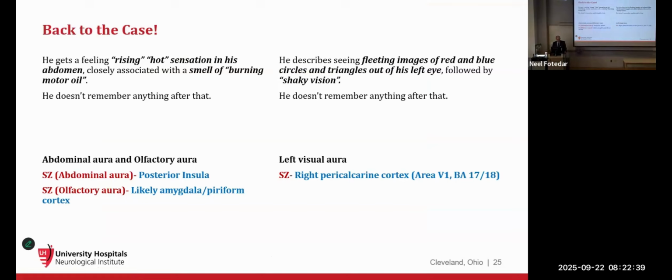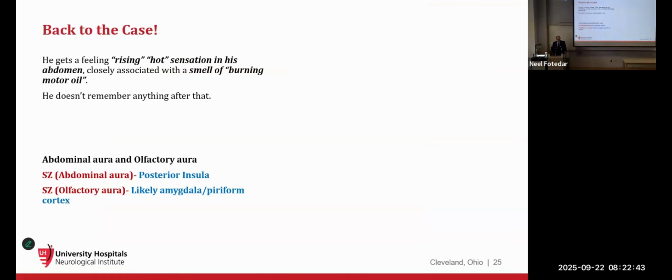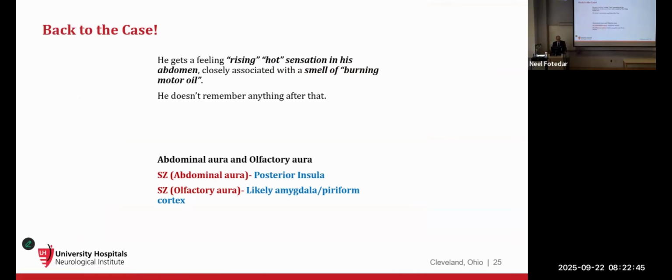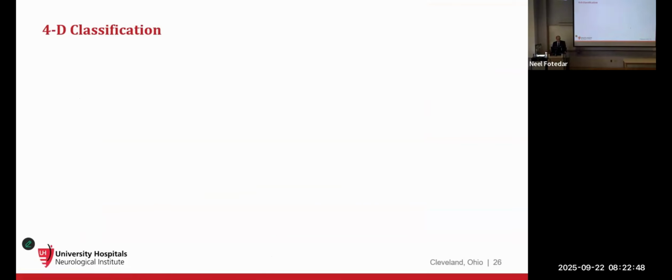So if we come back to the case here, out of these 2 hypothetical scenarios, the real story is the first one. This is his aura. He gets a rising hot sensation in his belly, followed by burning motor oil. So scenario 1 is the correct scenario. So then you modify your semiology classification. You write the aura, which is the first thing that happens, abdominal or olfactory, both. And then the rest of the semiology we had already written down.